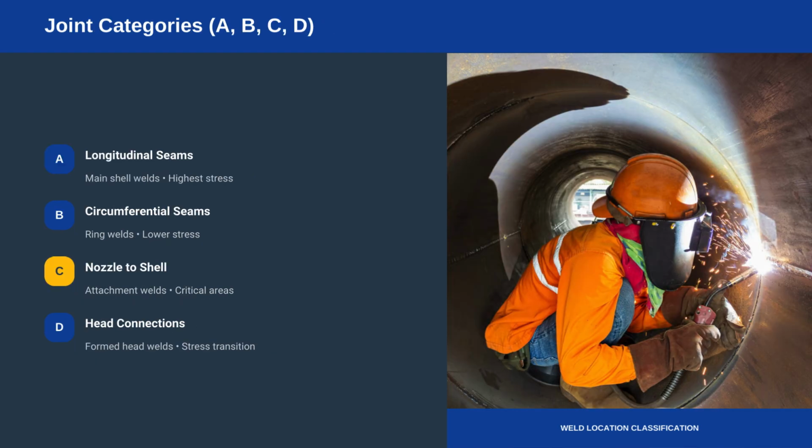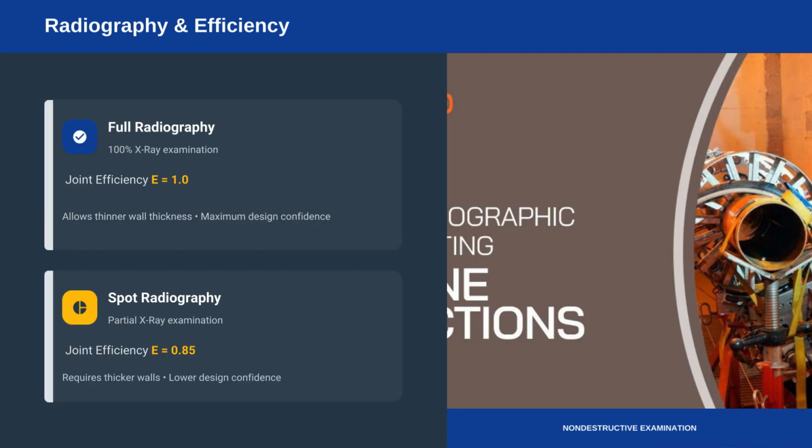Not all welds are equal. The code divides them into categories A, B, C, and D based on location and stress. Category A includes the critical longitudinal seams. Category B covers the rings. The category dictates exactly how much inspection you must perform.